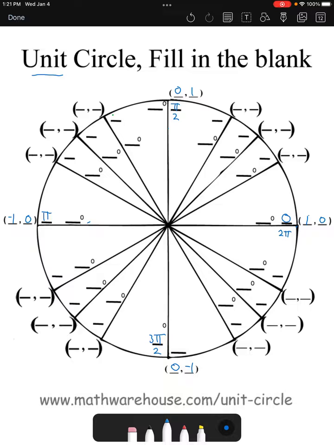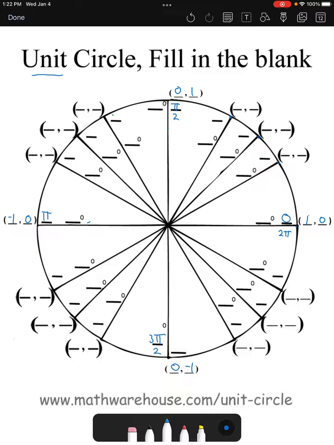And then looking at your WebAssign, you're also going to be doing this, and we're going to be talking about the points. Well, we already found these points, the actual point on our circle, knowing which angle we're talking about.